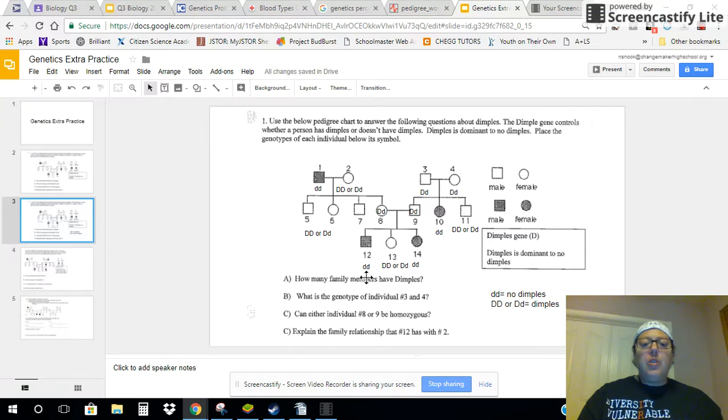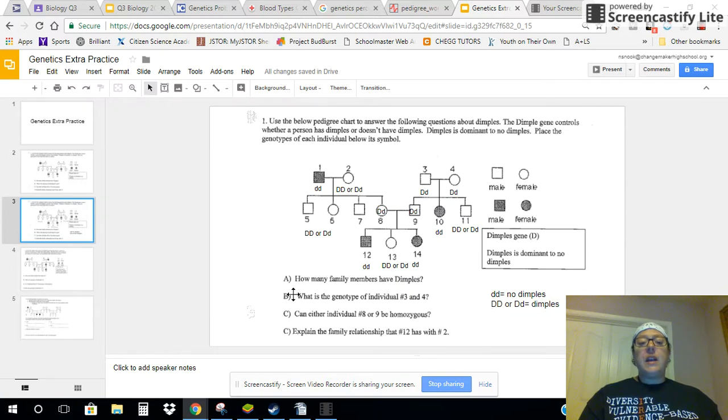Same down here for number 12 and number 14. They're both little d. They do not have dimples. And number 13, we don't know what they are until they mate and have a child. So we'll leave them as big D, or big D, little d.